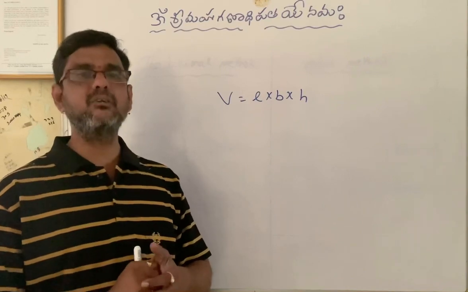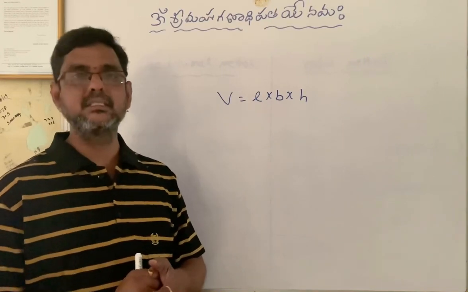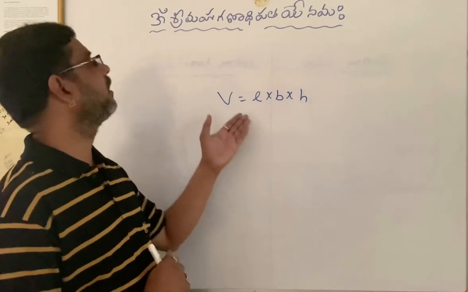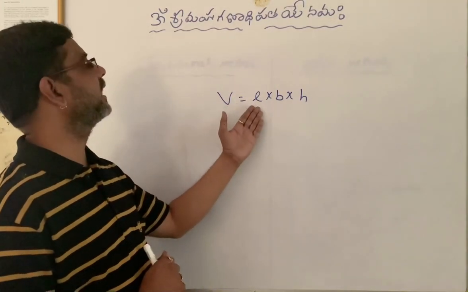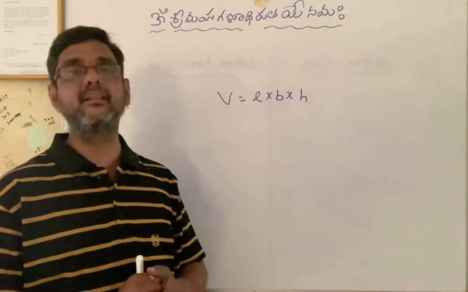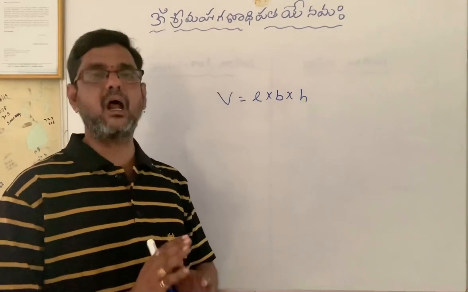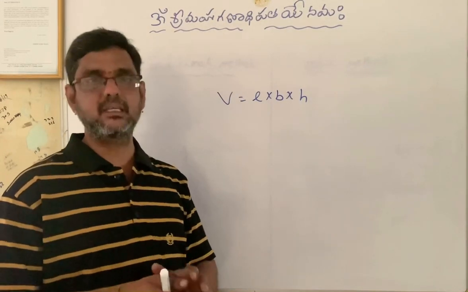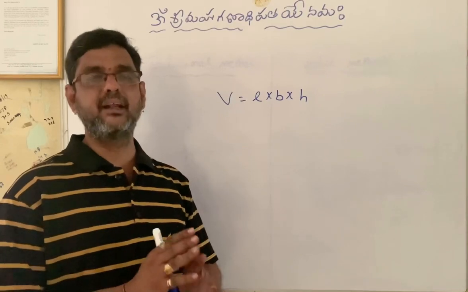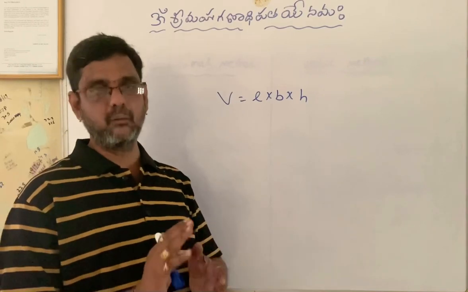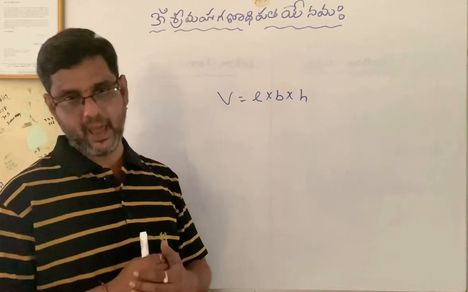So what I want to say is I can make subject of the remaining variables L, B, H also in this formula. How to write or make subject of different variables in the given formula, that is what I am going to explain now.